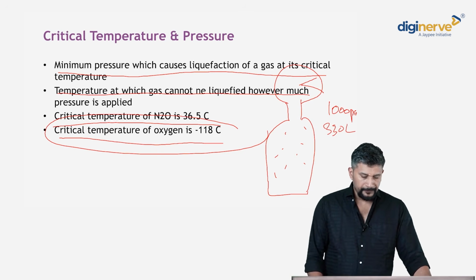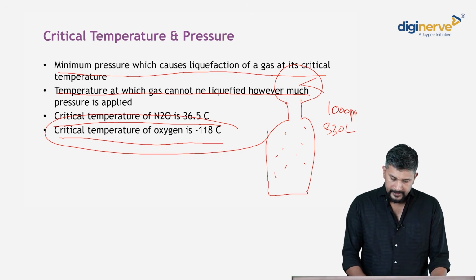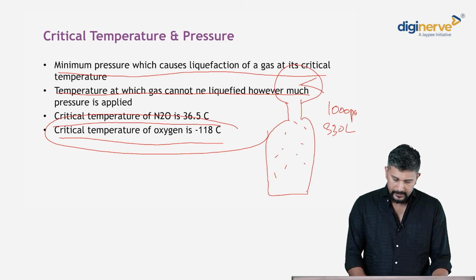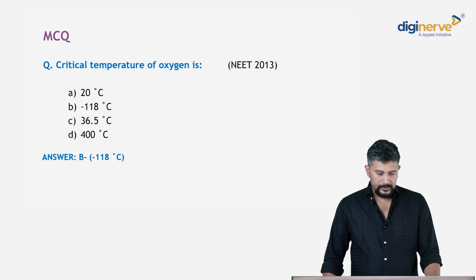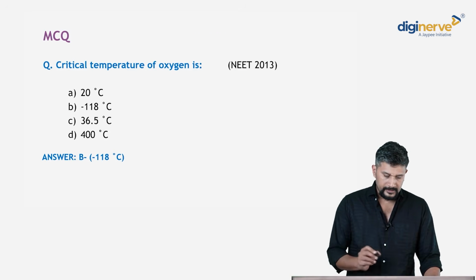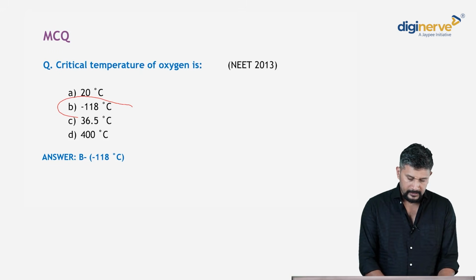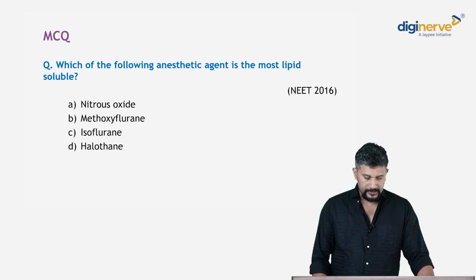And so therefore, changes in the pressure gauge will reflect a change in the actual quantity of gas present in the cylinder. So the critical temperature of oxygen therefore is minus 118 degrees Celsius.